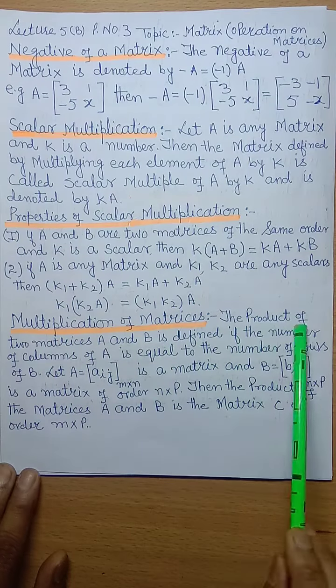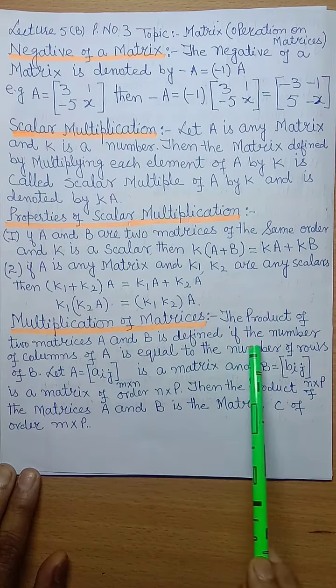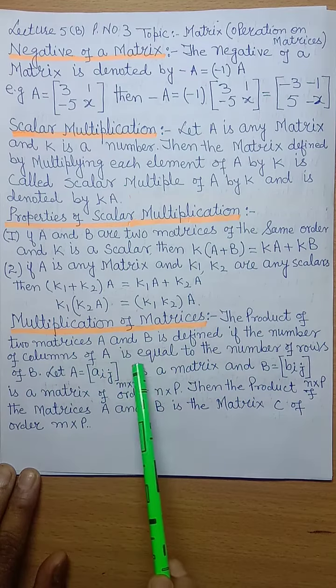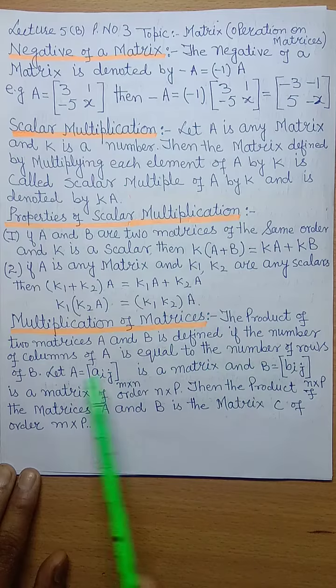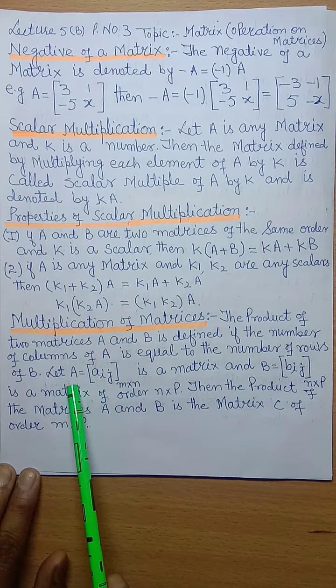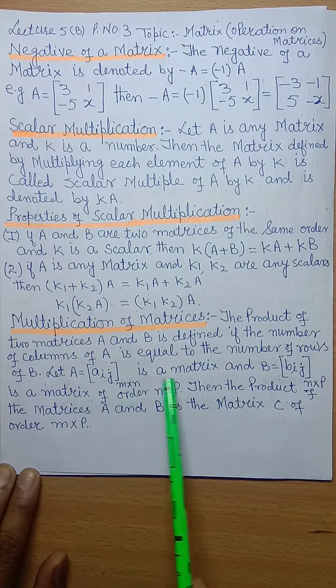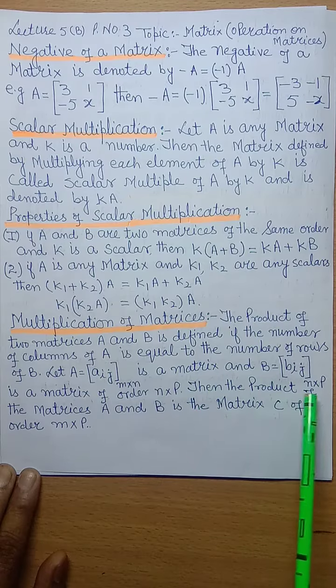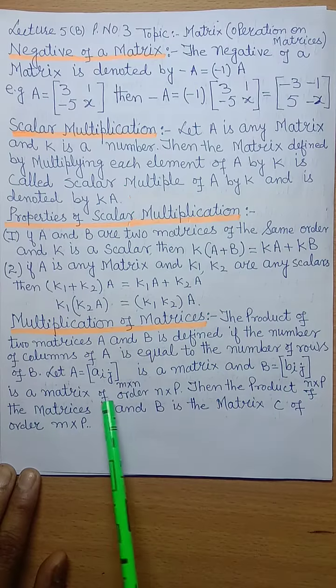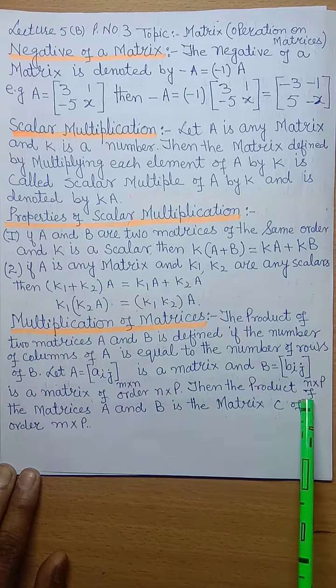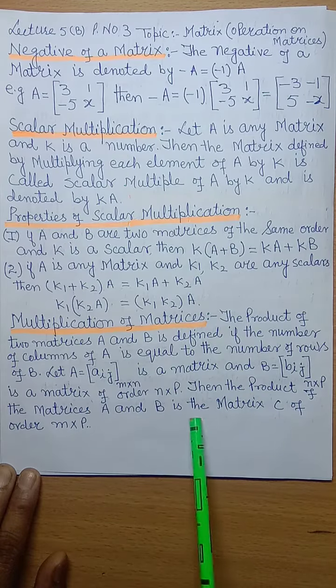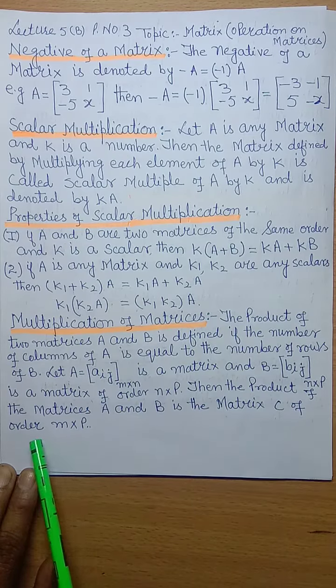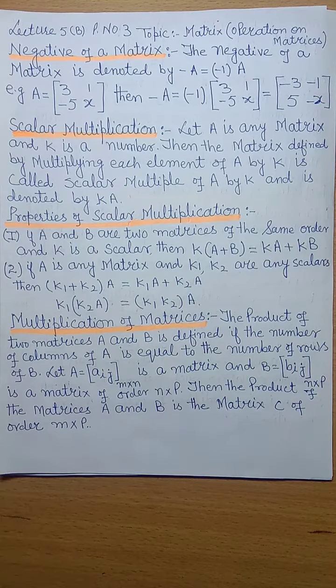Multiplication of matrices. The product of two matrices A and B is defined if the number of columns of A is equal to the number of rows of B. Let A is equal to Aij m cross n be a matrix and B is equal to Bij n cross p be a matrix of order n cross p. Then the product of the matrices A and B is the matrix C of order m cross p.